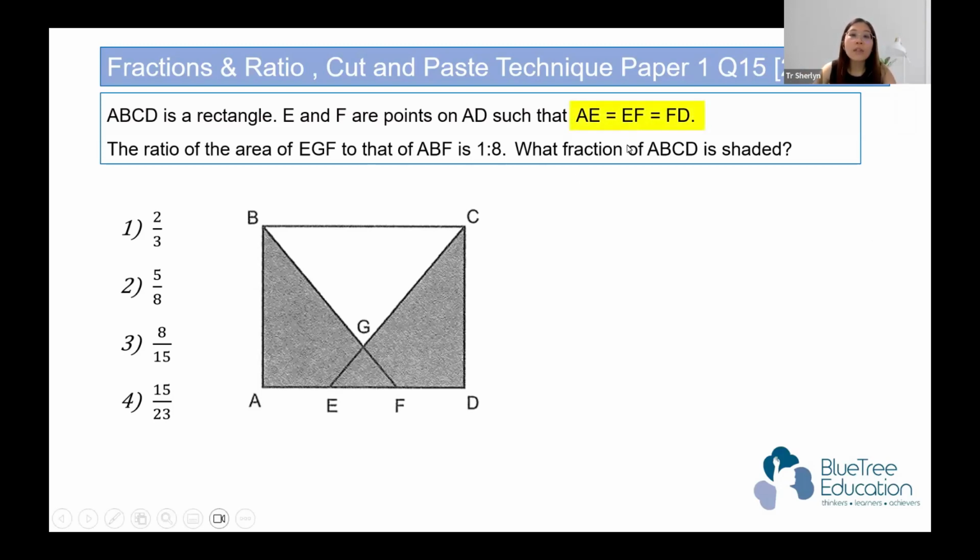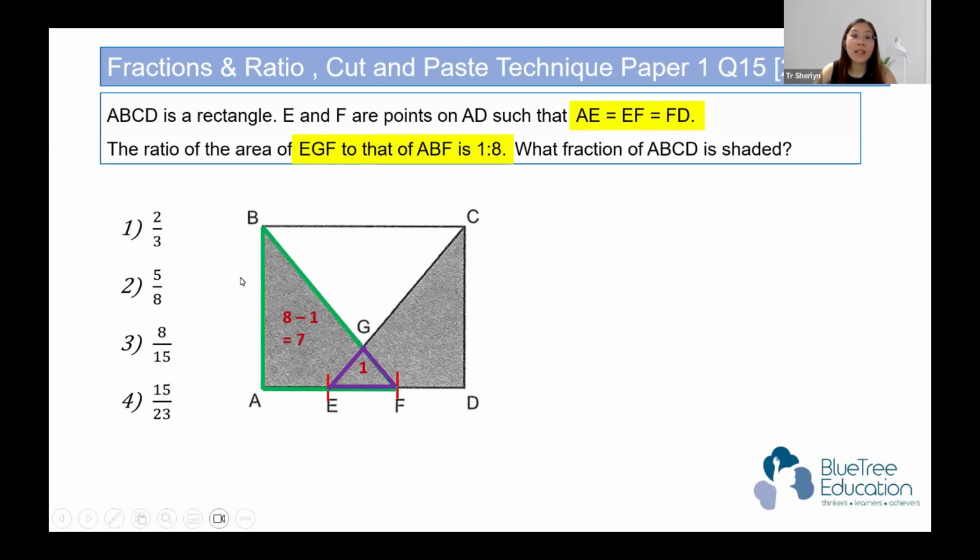AE is equal to EF is equal to FD. So I'll draw the lines to show that they are equal. The next one, the area of EGF. If you take a look at EGF, it's actually a small triangle in purple here, to the area of ABF is 1:8. So 1 is the purple triangle, and 8 is the entire green triangle here. If you do a very simple math to find this shaded part here, what do you think it is? Is it 8 or is it 7?